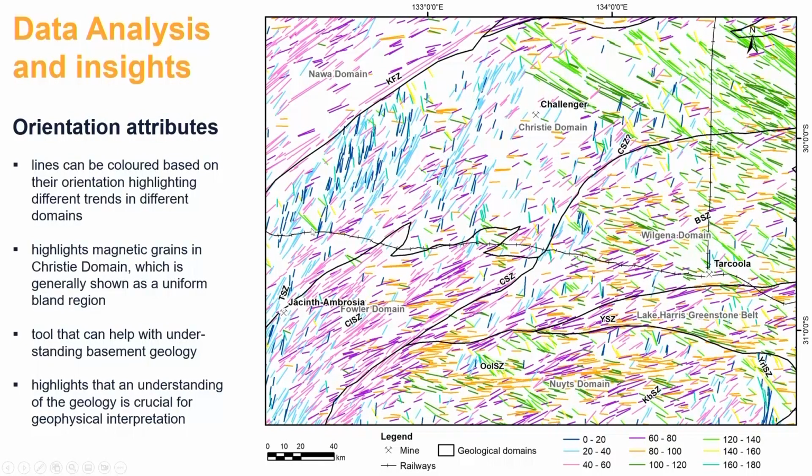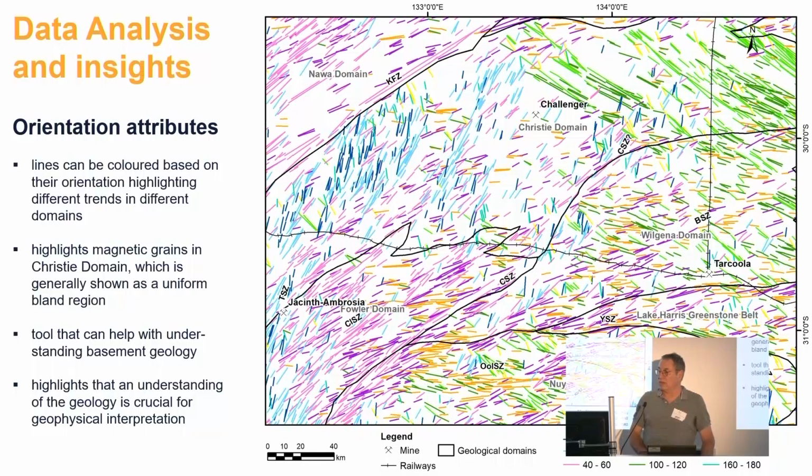But when you look here, there's actually a lot of detail which has generally not been picked out because it's considered that bland blue zone. There's actually a lot going on. And because you can colour this based on orientation, you can start playing with it. This has got 20-degree bins, but you can go smaller. For example, this feature that wraps up through here curves gradually. You can actually do 5-degree bins and quantify that change if you wanted to.